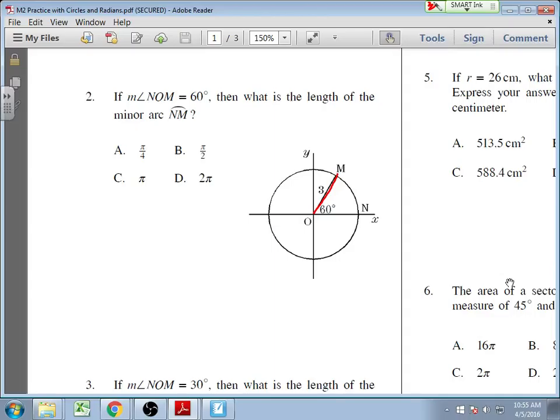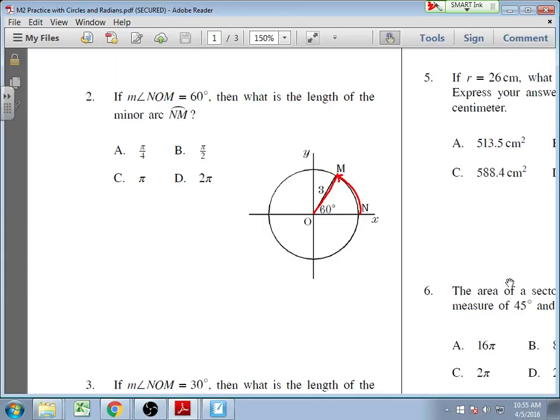No. So will this arc be the same as what we talked about yesterday and what we have on our paper? No. The length, will it be longer or shorter? Longer. It's a bigger circle. So how do we find that arc length?